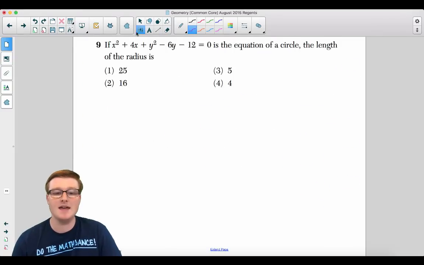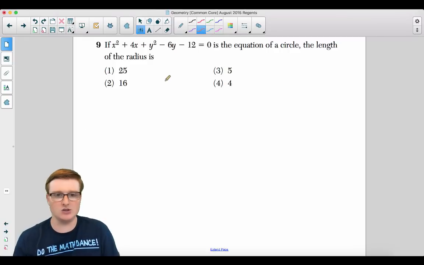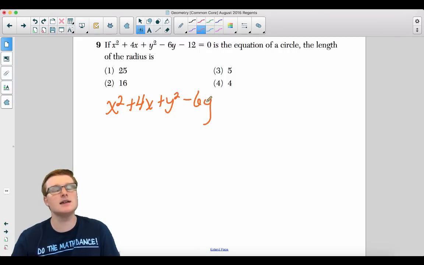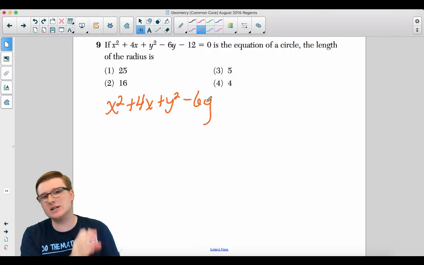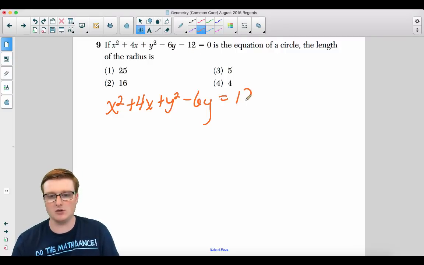Moving on to number 9. Completing the square. If x squared plus 4x plus y squared minus 6y minus 12 equals 0 is the equation of the circle, what is the length of the radius? So, x squared plus 4x plus y squared minus 6y. I tell everyone, keep your letters on one side of the equation, numbers on the other side of the equation. So I'm going to move that 12 over, and I'm going to put it over here.